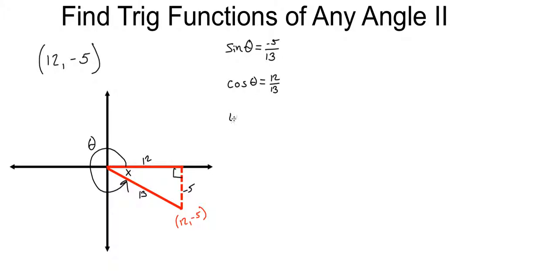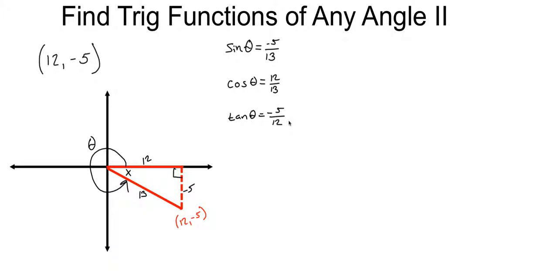The tangent of theta is going to be the opposite side over the adjacent side. Normally if we just had a right triangle, everything would be positive, but again, because we're in the fourth quadrant, that means that we have a negative sine and a positive cosine. Well, a negative sine and a positive cosine is going to give me a negative tangent, so we're going to end up with a negative 5 twelfths.